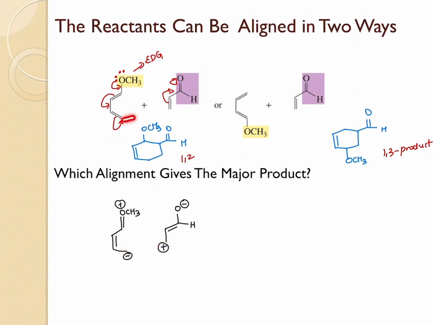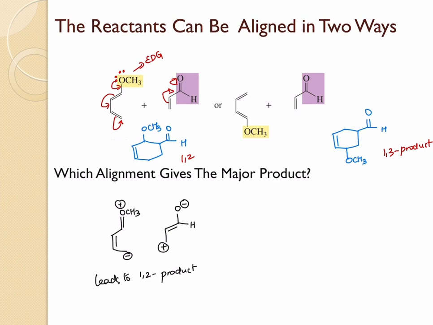So basically, these two ends need to come together, and therefore, these two carbons also need to come together to form the cyclic structure, right? And when you form the cyclic structure, you can clearly see that the two substituents, the OCH3 and the aldehyde functional group, are in the 1,2 position with respect to each other, right? So this is going to lead to the 1,2 product.